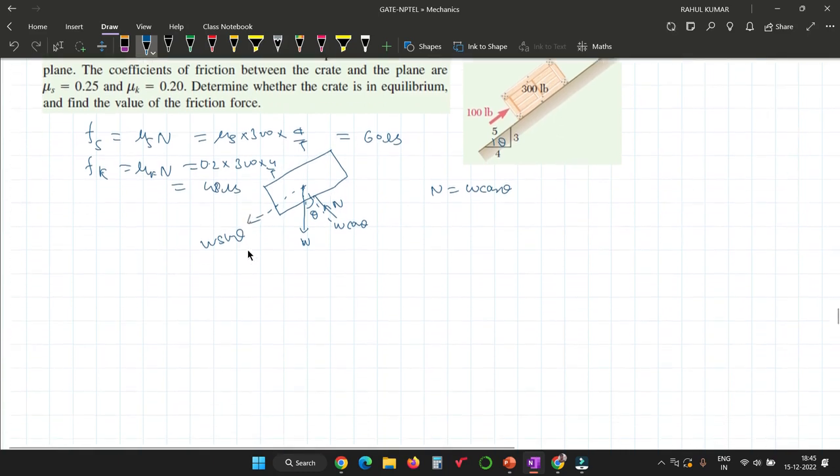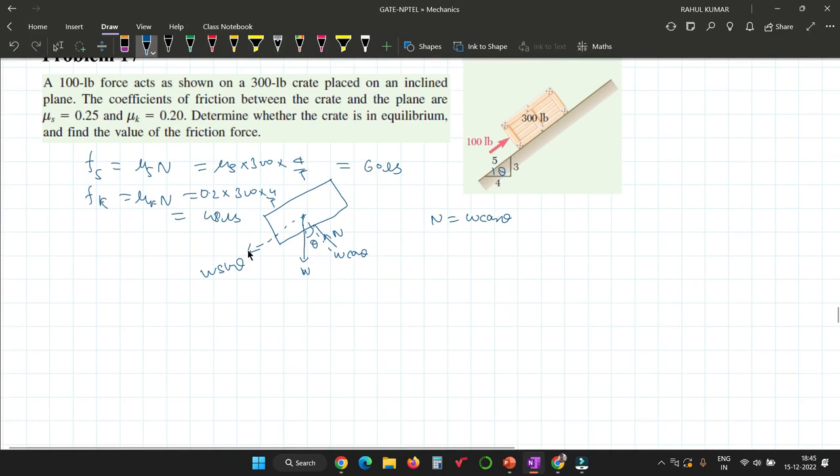Now you have to check whether the block is moving or is in equilibrium. Because of the weight, there is a component in this direction. That component is what? W sin theta. W is 300, and what is sin theta? Perpendicular divided by hypotenuse, so that is 3 by 5. So 60 times 3, that is 180 lb, and the external force is what? 100.